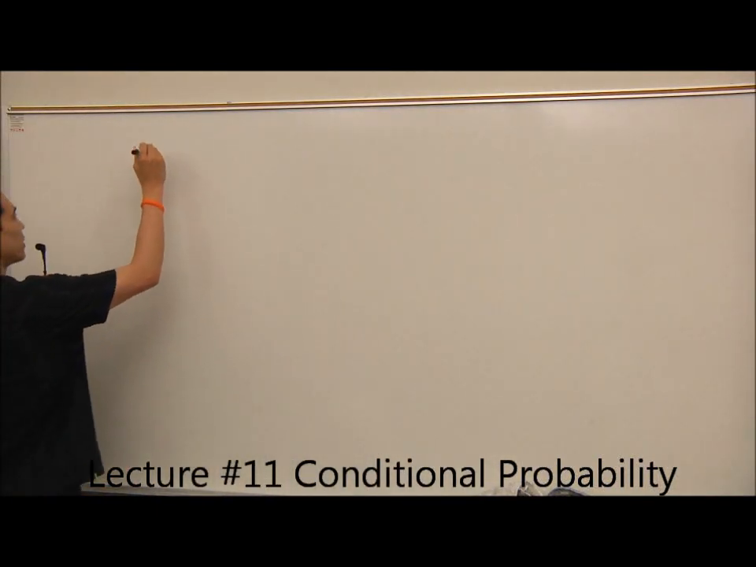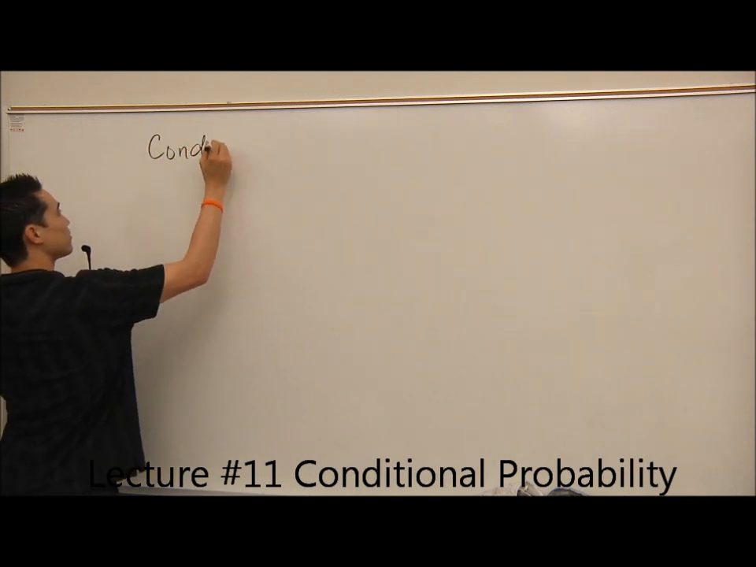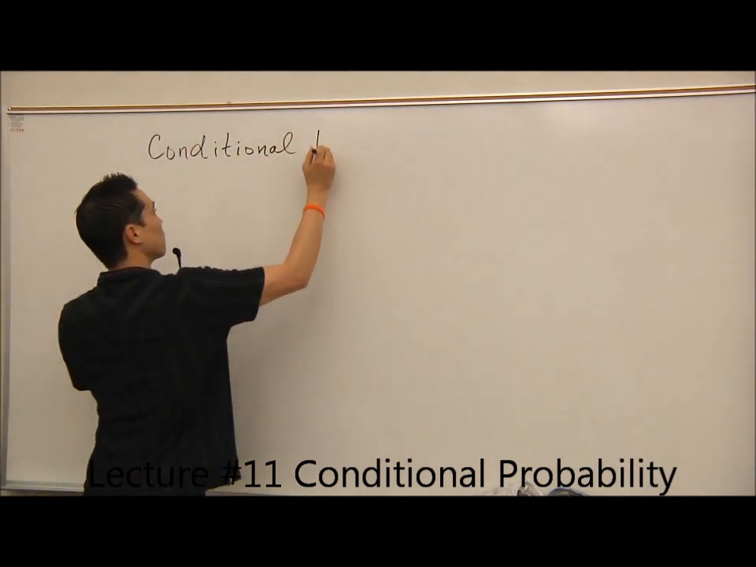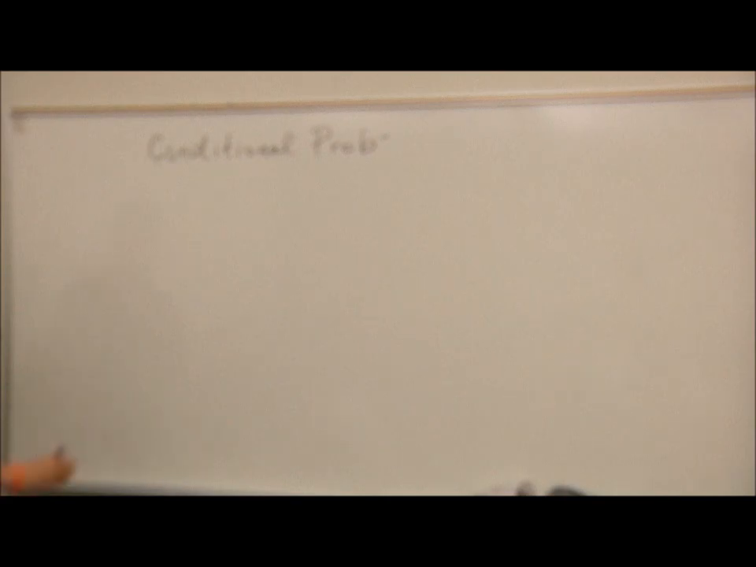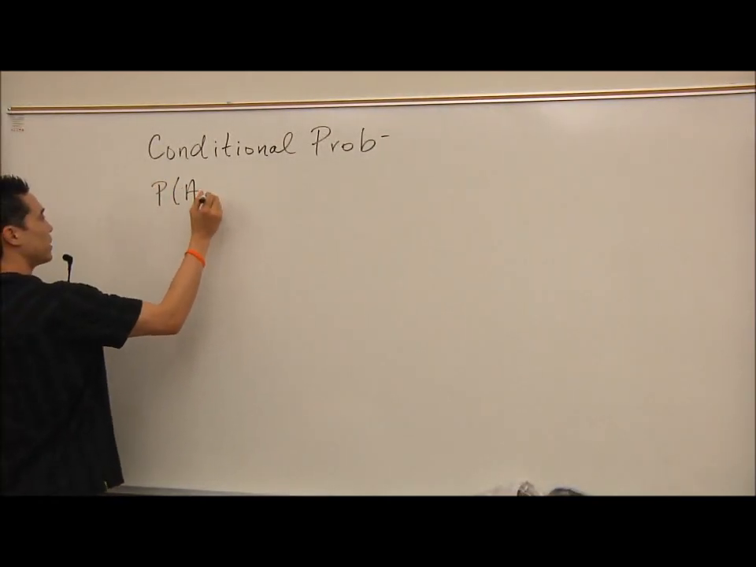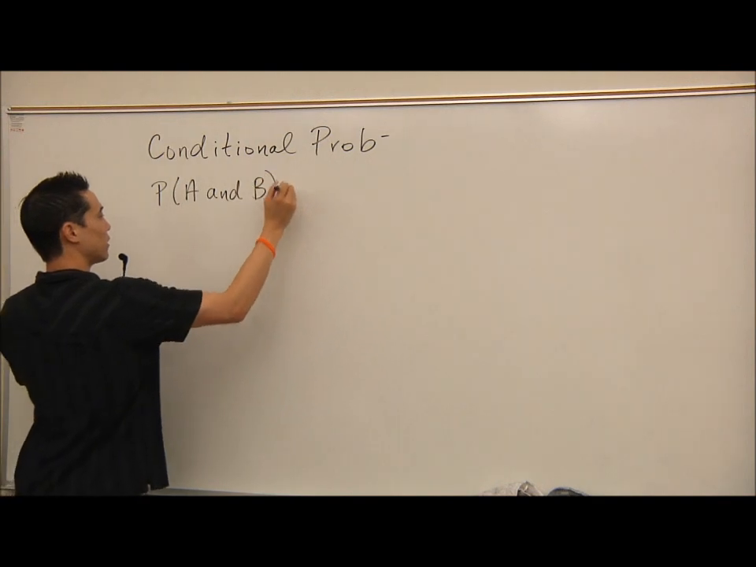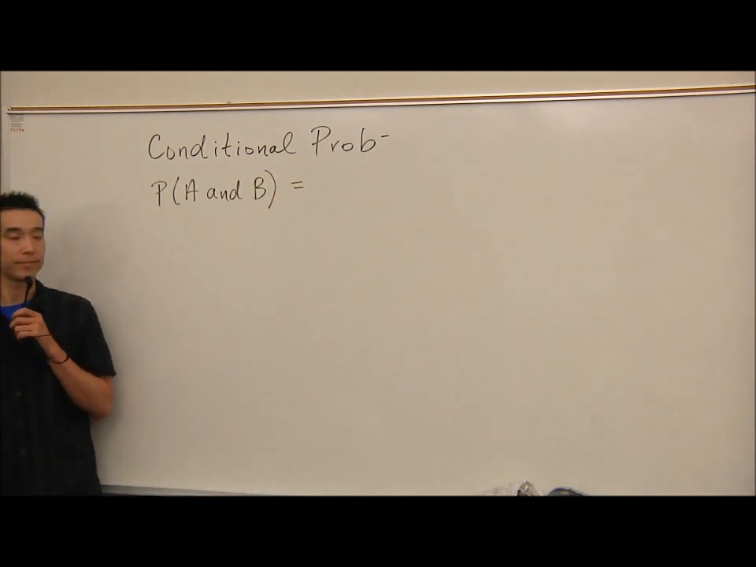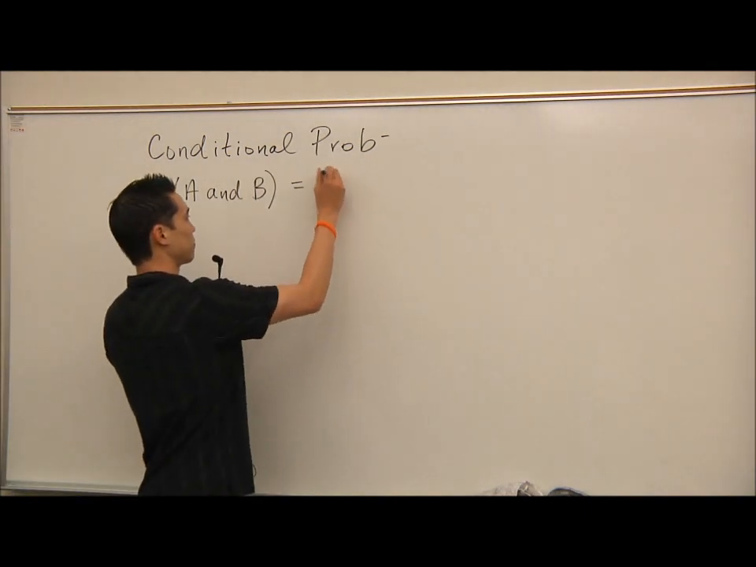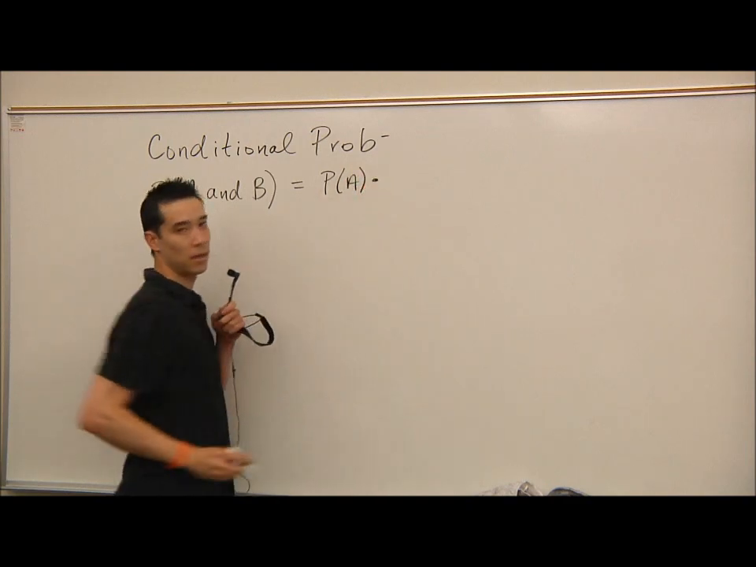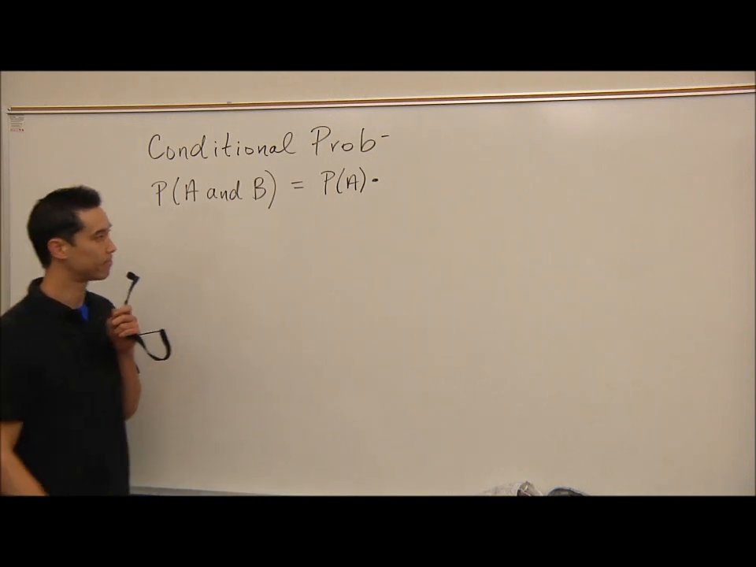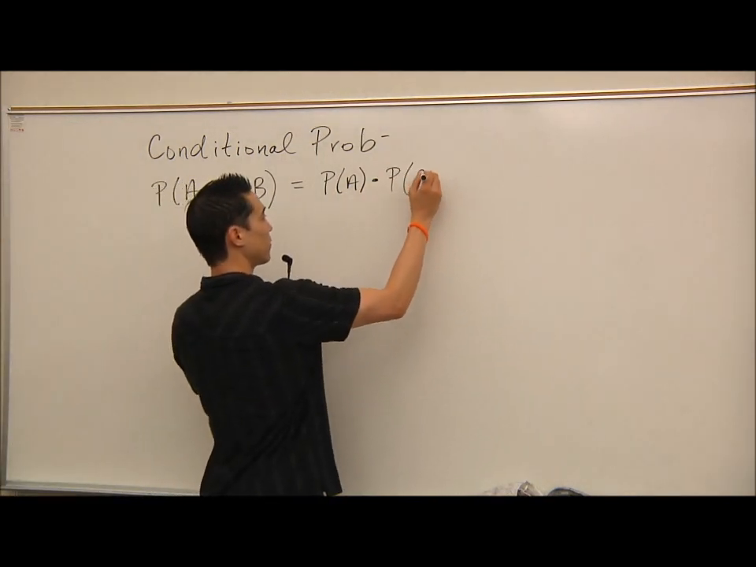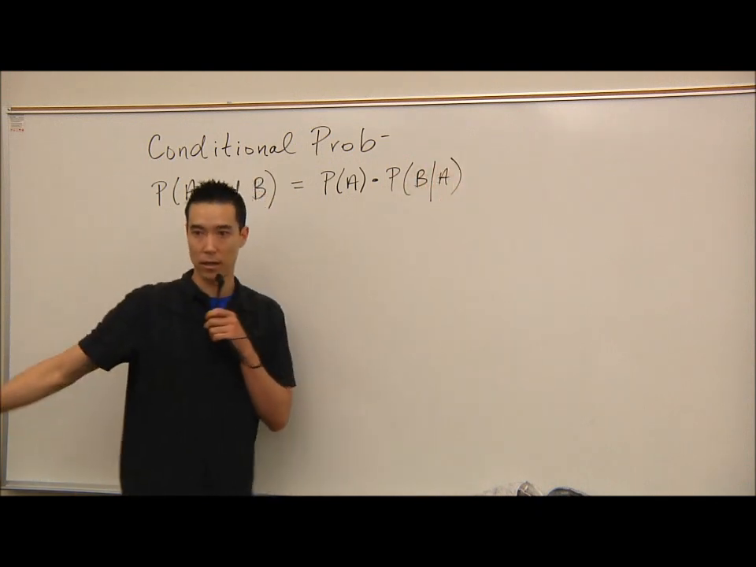Okay, today we want to look at conditional probability a little bit more. If you remember our last multiplication rule, the probability of A and B is equal to what? The probability of A times, and then the conditional part was what? Probability of B given that A has definitely occurred, okay?